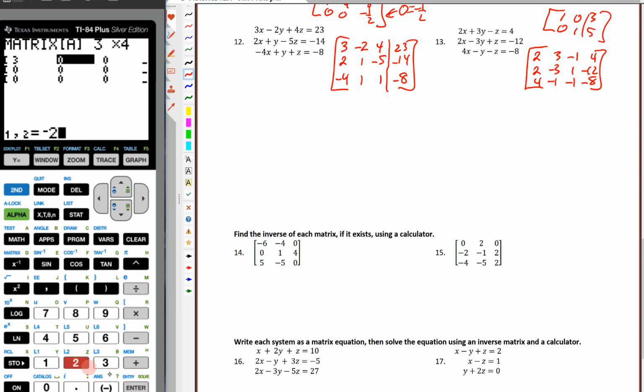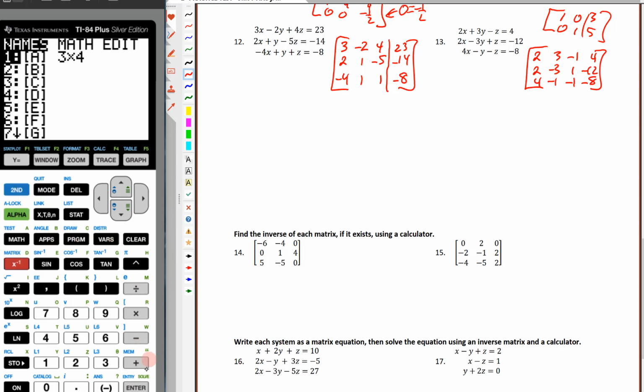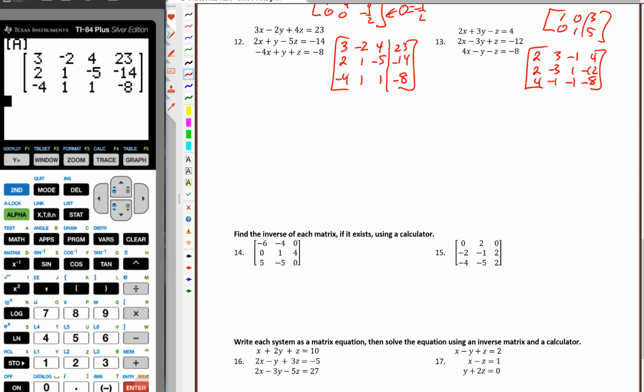3, -2, 4, 23, 2, 1, -5, -14. And that last row is -4, 1, 1, -8. And we'll double check while we're still in edit mode. Okay, I think we're in good shape. So I'll hit second quit. Display the name of the matrix. And double check one last time. Looks like we're in good shape.